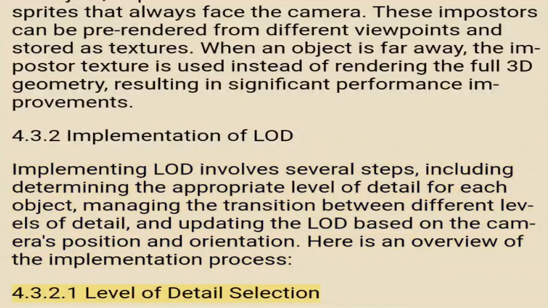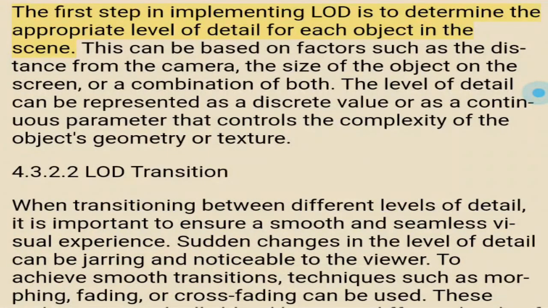4.3.2.1 Level of detail selection. The first step in implementing LOD is to determine the appropriate level of detail for each object in the scene. This can be based on factors such as the distance from the camera, the size of the object on the screen, or a combination of both. The level of detail can be represented as a discrete value or as a continuous parameter that controls the complexity of the object's geometry or texture.